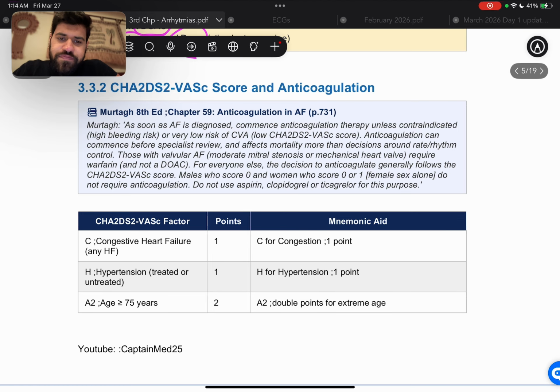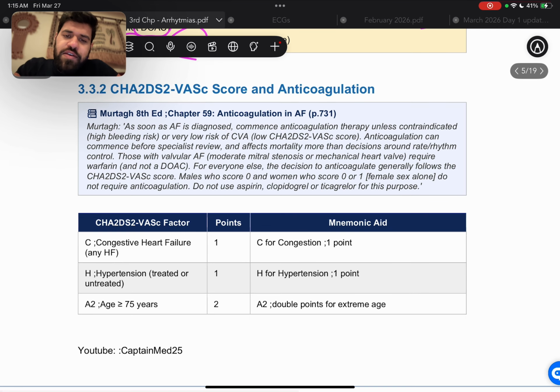So now moving on to the CHA₂DS₂-VASc score that we need to assess. What is the reason that we have a CHA₂DS₂-VASc score? It tells us if we need to give a patient with AF anticoagulation, and if so, then what type.